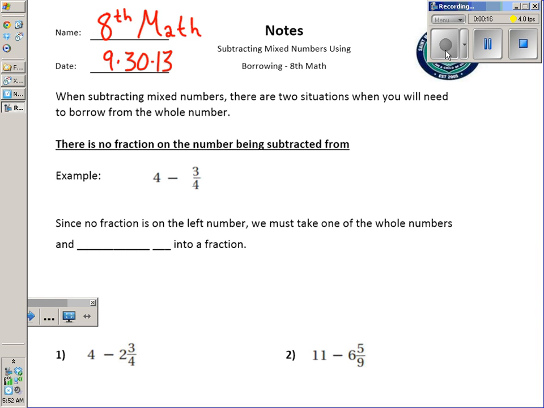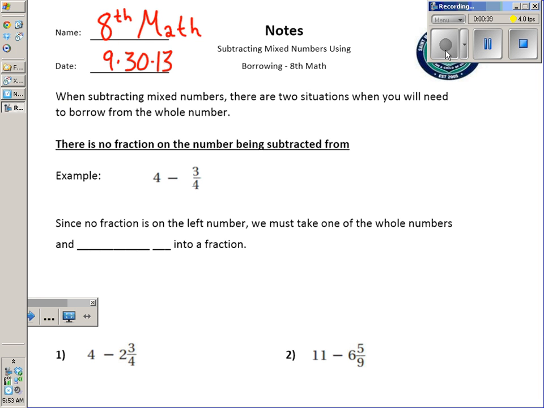Alright, today's notes is called Subtracting Mixed Numbers Using Borrowing. So it's a continuation of what we did last week. When we did subtraction with mixed numbers, we didn't have to borrow from the bigger number, but today we will have to. There's going to be two situations where we have to borrow. One's on the front side of the page. We'll do some examples. And then if you look on the back side, that's the other situation where we'll have to borrow.